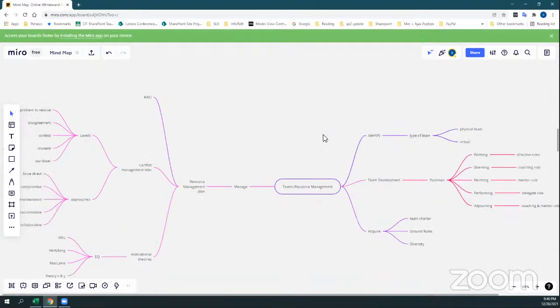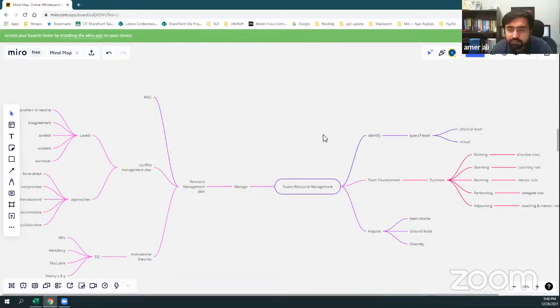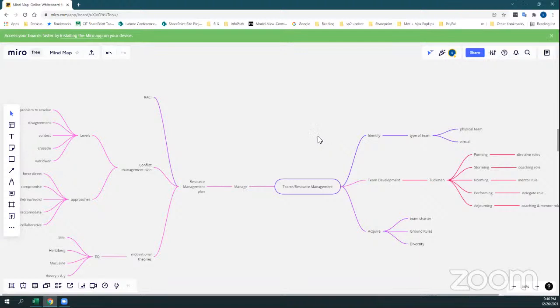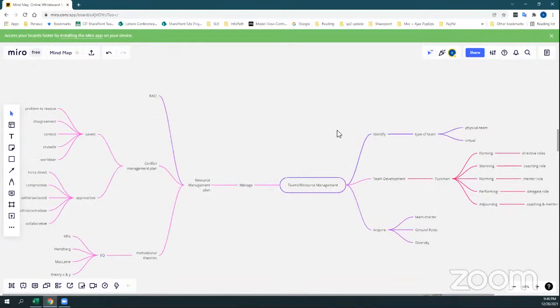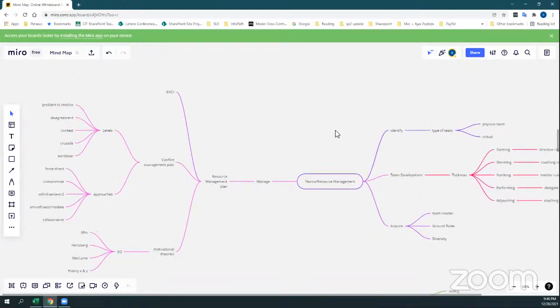Thank you. So basically, we now have the team or resource management plan, wherein first we manage the team. We prepare the resource management plan by implementing the RACI, which is responsibility, accountability, communication, and interactions. And then we come up with conflict management for the team, wherein we manage the various levels of conflict and resolve the conflict. Basically there are 5 levels of conflict: problem to resolve, disagreement, contest, crusade, and the very last is world war.